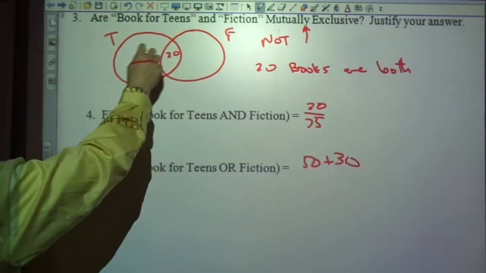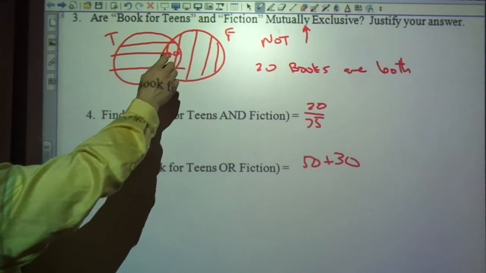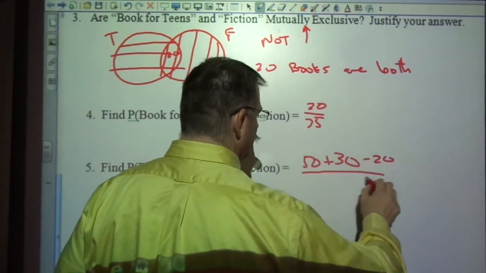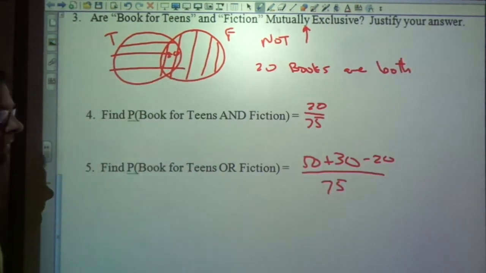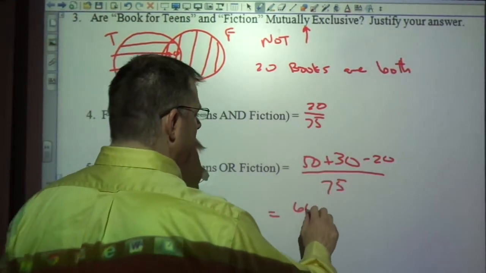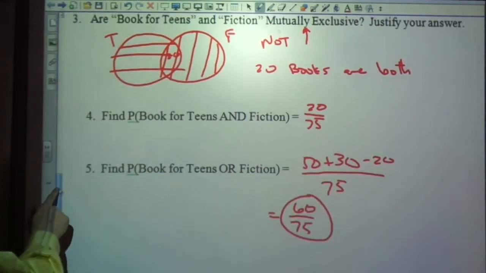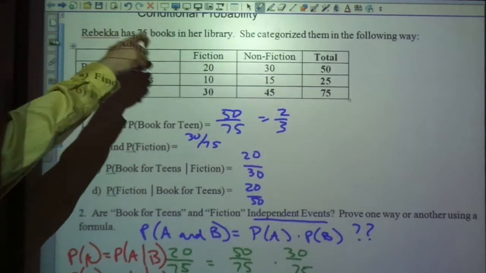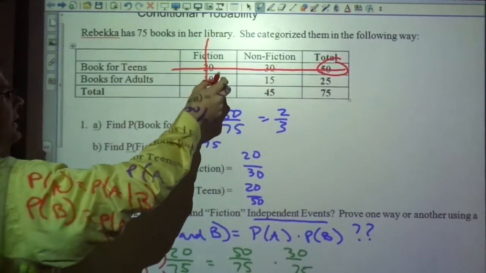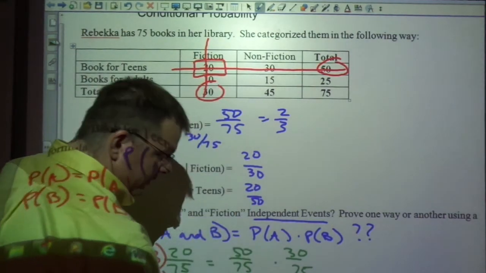But we've counted all of this, and we've counted all of this. Remember, there were 20 in the overlap that we double counted. So let's subtract those ones that we double counted, over 75. And that's a total of 80 minus 20 is 60 over 75. You could also look at the table with this one and say, let's do all of these plus all of these minus the overlap that we counted twice. That's conditional probability.